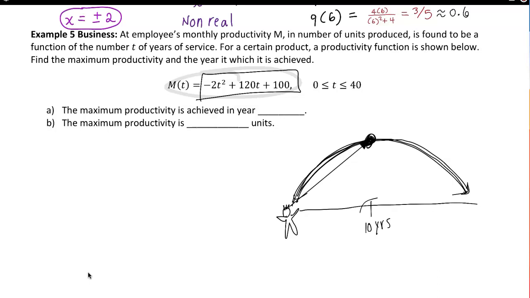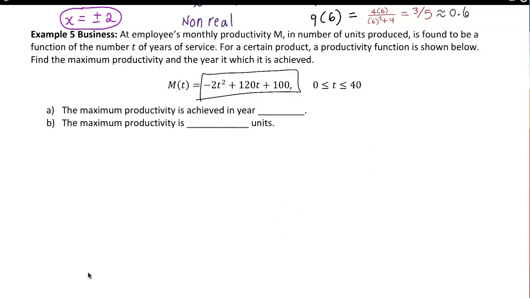So what will happen to Vivian at year 10? It's probably not year 10. But when that productivity hits the maximum, should we keep Vivian or should we fire Vivian? Because her productivity will only go down from that point on. That's not my decision to make. I'm just going to do the math for them. So let's see. For a certain product, a productivity function is shown below. Find the maximum productivity and the year at which it will be achieved. Maybe we'll talk about that later, but let's do the math for them.